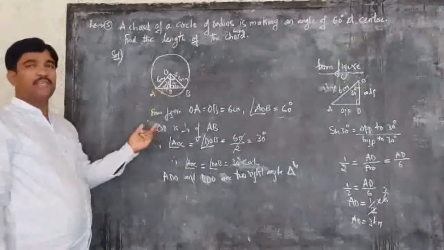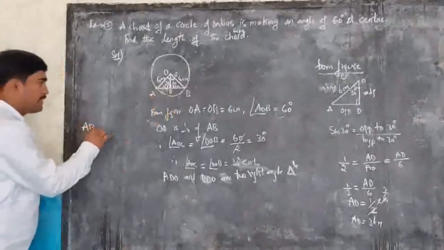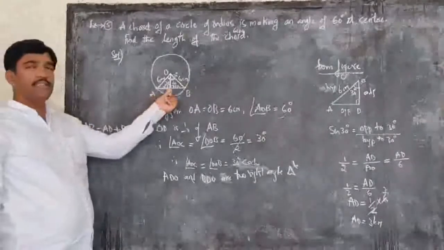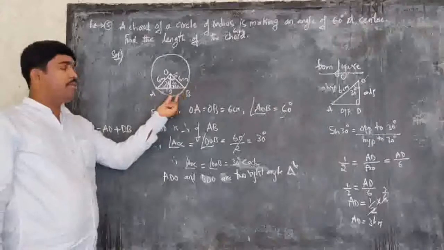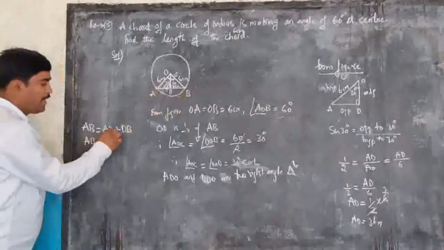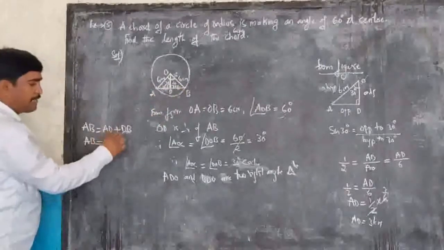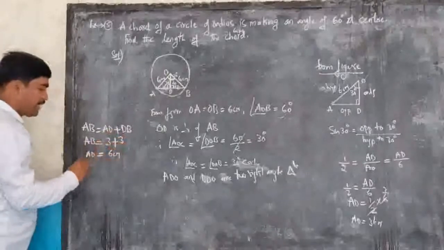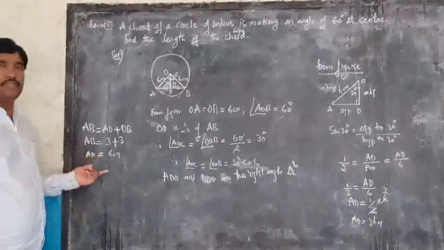Now here, what is the length of the chord? The length of the chord is nothing but AB. Here, AB is nothing but AD plus DB. If you observe here, this D is the midpoint of AB, so AD will be equal to DB. We got AD as 3, then ultimately DB will also be 3. So 3 plus 3 will be equal to 6 centimeters. Length of chord is equal to 6 centimeters.